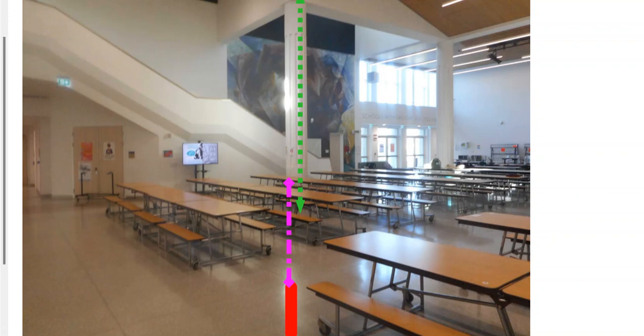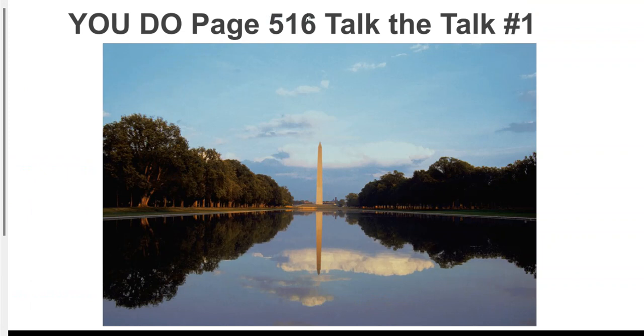So that's going to be your project, but before you can do the project, you have to do the homework and the Mathia. The You Do It is going to be on page 516, Talk the Talk number 1, where you're trying to estimate the height of the Washington Monument. There's a reflecting pool, and it gives you the measurements. So I'd have my length of water, and then my height, and I can measure the length. I know how long the pool is, I know how high I am. So that is this section.